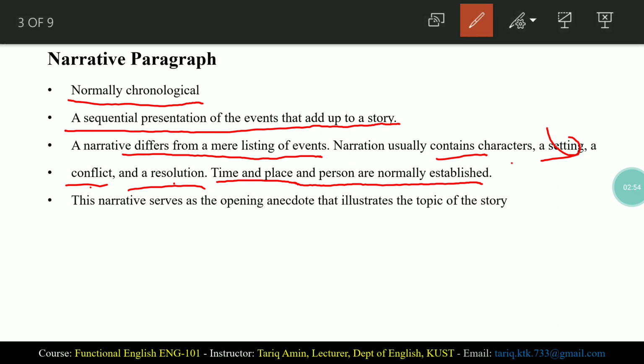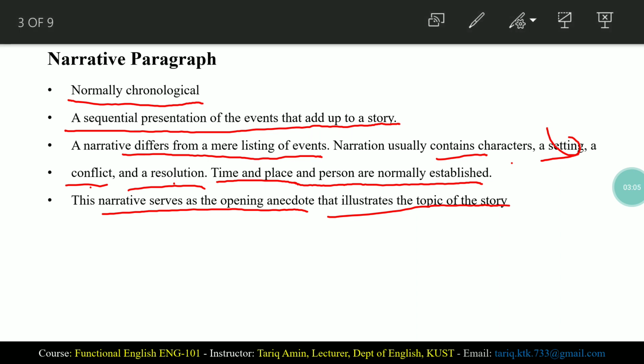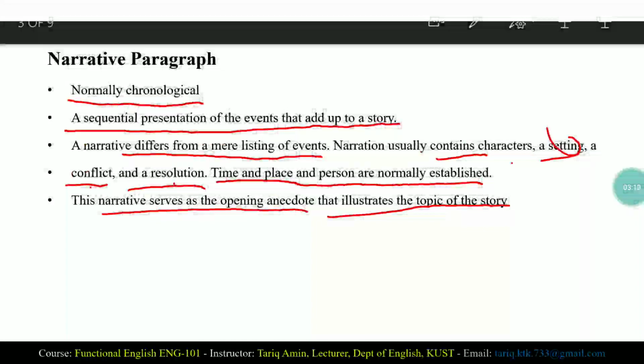This narrative serves as the opening anecdote that illustrates the topic of the story. I haven't given an example of a narrative paragraph due to the short space in these different slides, so I couldn't give the example of a narrative paragraph. The very last point, this narrative serves as the opening anecdote that illustrates the topic of the story, is taken from that very example, and it refers to that very example.